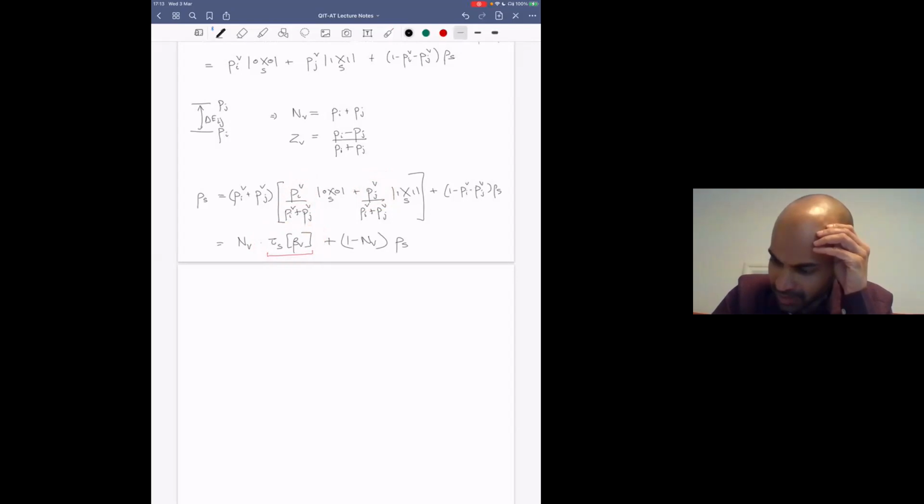Okay, so the way to understand this is actually quite simple. We have a system rho s with probability NV.